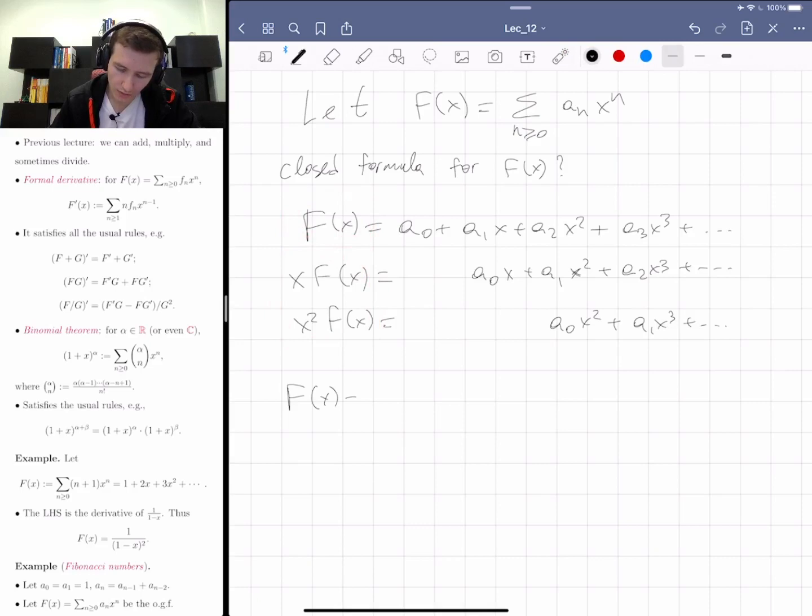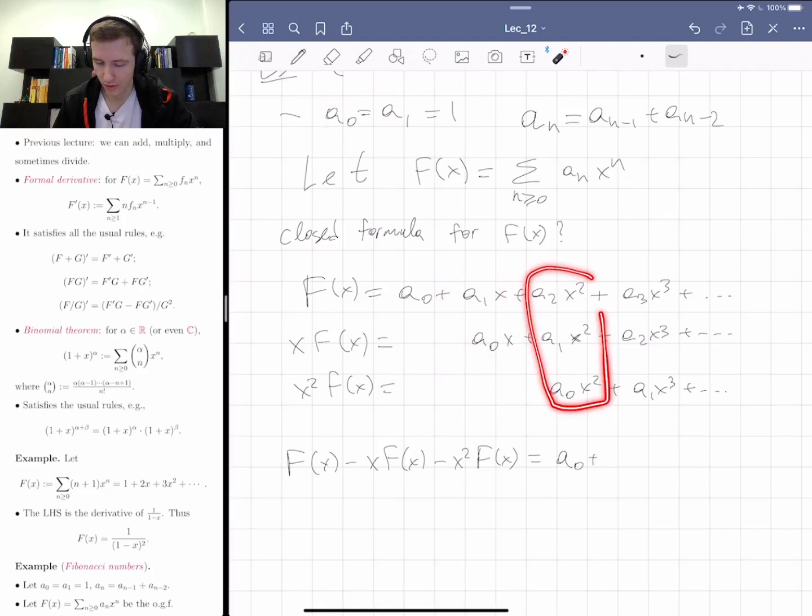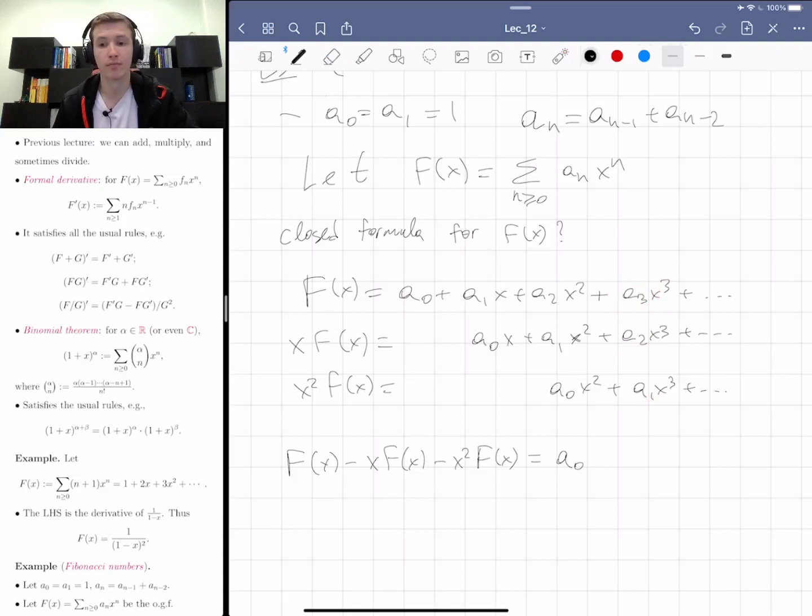So if you now subtract the sum of these two from f of x, that is f of x minus x f of x minus x squared f of x, then you get a0 plus, well, a0 and a1 are equal to 1, so you don't get any of the x's. And then a2 is equal to a1 plus a0, and a3 is equal to a2 plus a1, and etc. So you just get a1, which is equal to 1.